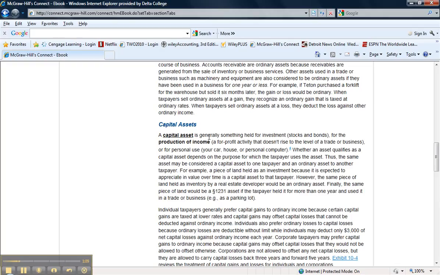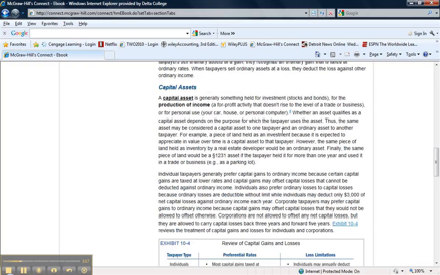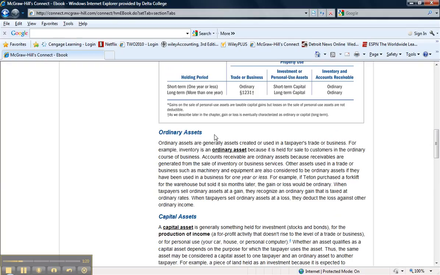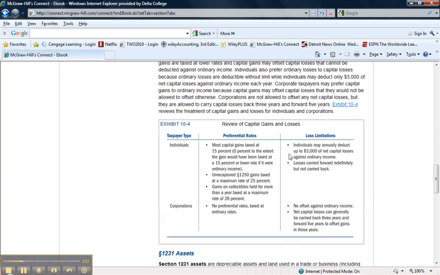Capital assets are usually assets held for investment. They're not really business assets, and so the sale of those are going to generate capital gains and losses. The sale of ordinary assets will generate ordinary gains and losses.